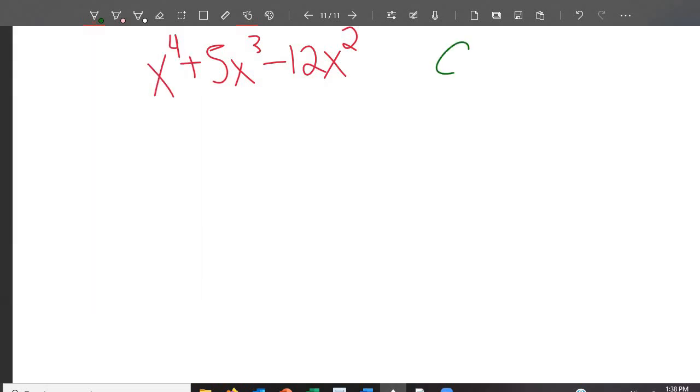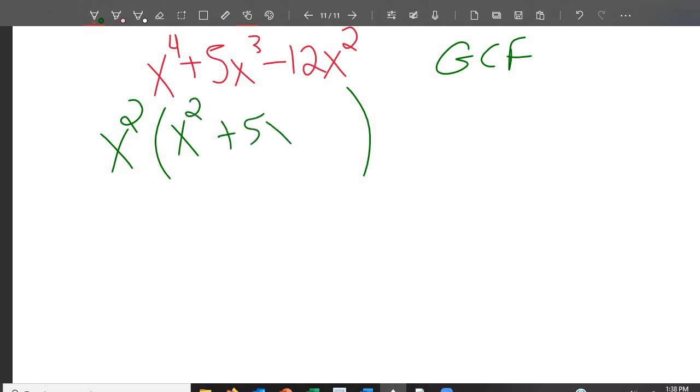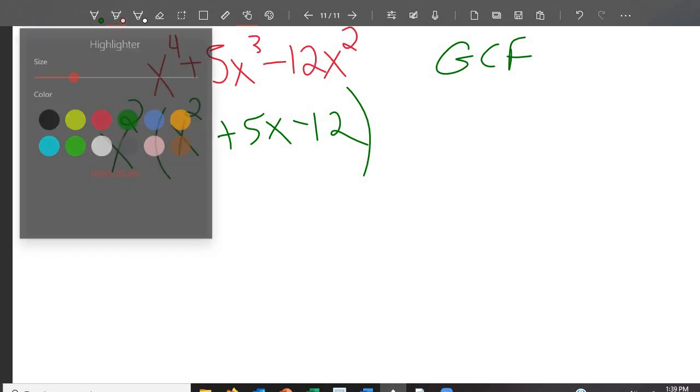All right, I want to do another one. Let's say I had x to the fourth plus 5x cubed minus 12x squared. So the first thing we're going to do is look for a GCF. We factor out the GCF, which is x squared. And then we're left with this. So we definitely had a GCF.